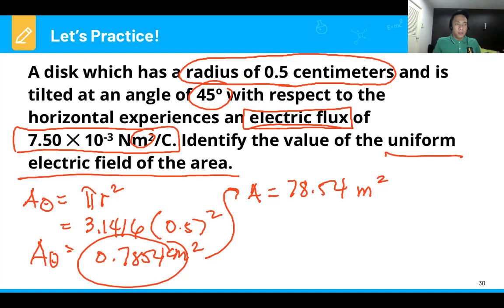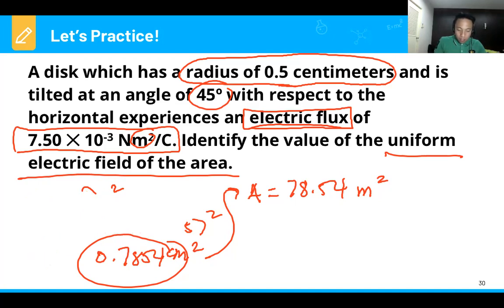Centimeters. Why do we multiply by 100? Lumaki siya. Dapat diliit siya. Tama. Okay, so we have the area which is 78.54. Okay, next one. After finding those, sige, burahin ko na tong part na to.